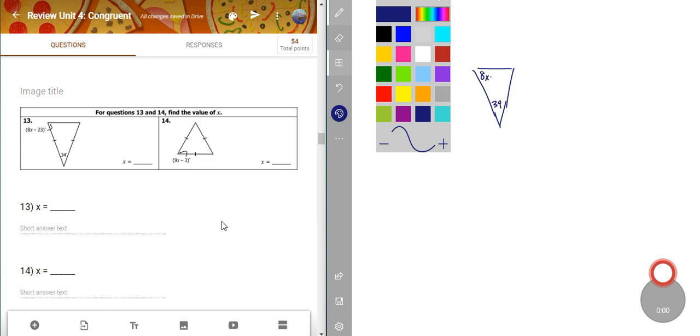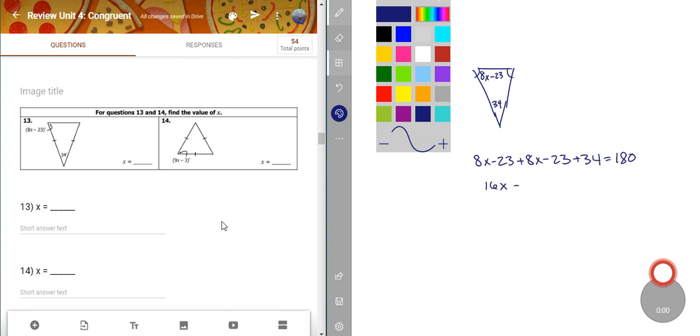8x minus 23 is one of these interiors. You know they're the same. I don't want to make more. Well, I don't know. Let's do more variables. That's fine. So both of those are 8x minus 23, right? Because they're congruent. So if I've got 8x minus 23 plus 8x minus 23 plus 34, we know that'll add up to the interior sum of a triangle of 180.